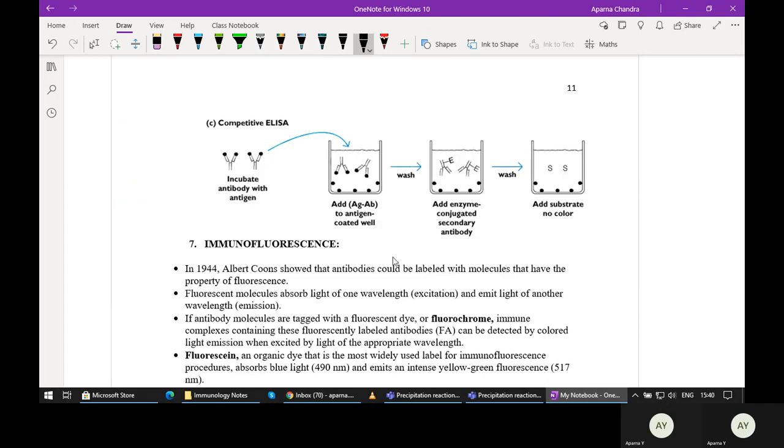So you can refer to this figure. It is very clear. You incubate the antibody with the antigen. Then you add it into an antigen-coated well, and then you wash it. Add enzyme-conjugated secondary antibody. If the binding is there, it will be bound to it. If it is not there, it gets washed off. If enzyme is there, if you add chromogenic substrate, it gives color, otherwise it doesn't give the color.